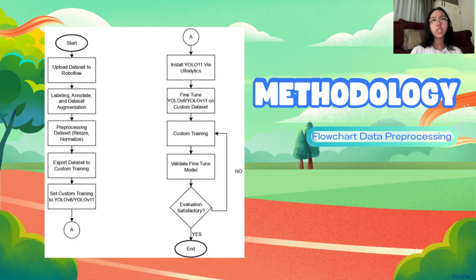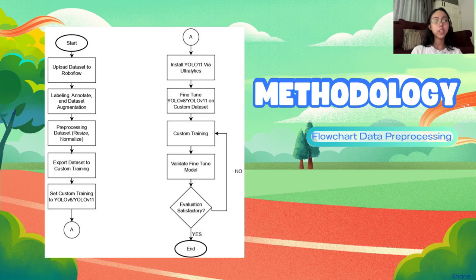Next, moving on to the data preprocessing section, I will explain the process using the following flowchart. First, we start by uploading the dataset to RoboFlow. Then we perform labeling, annotation, and data augmentation. After that, we preprocess the dataset by resizing and normalizing the images. The preprocessed dataset is then exported for custom training.